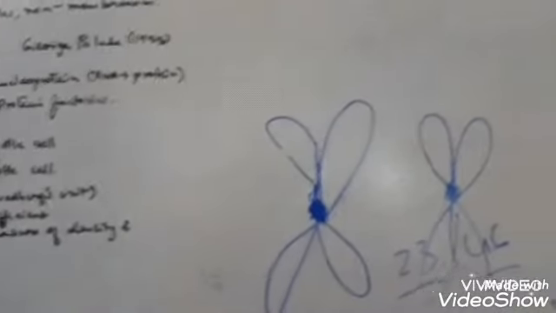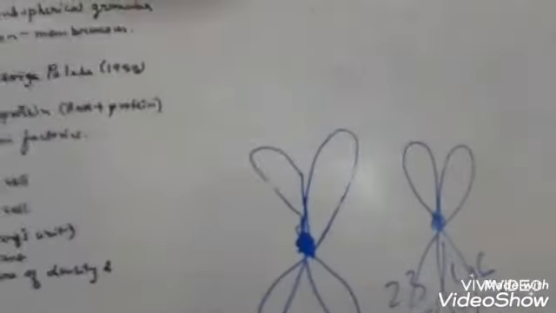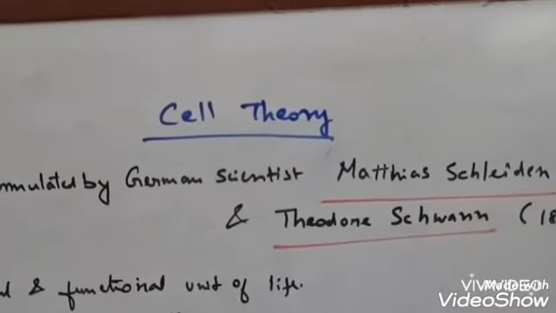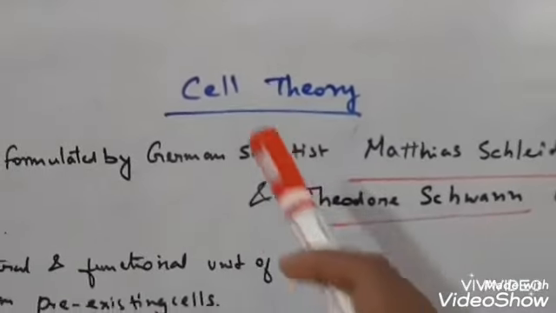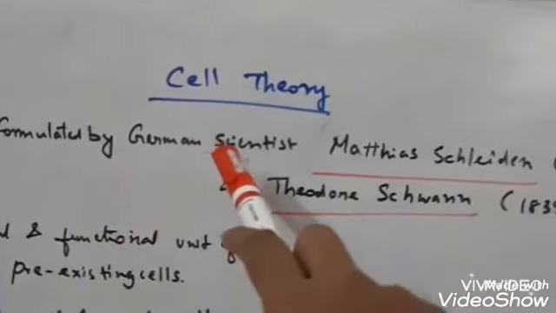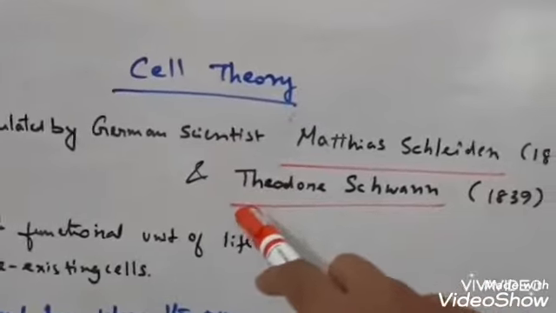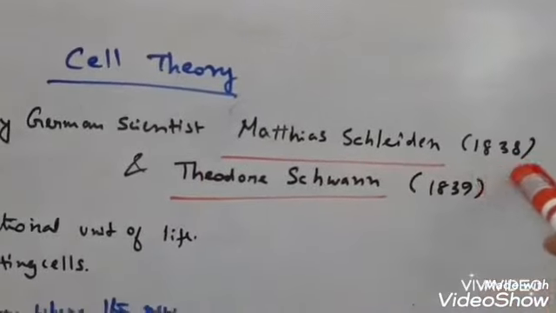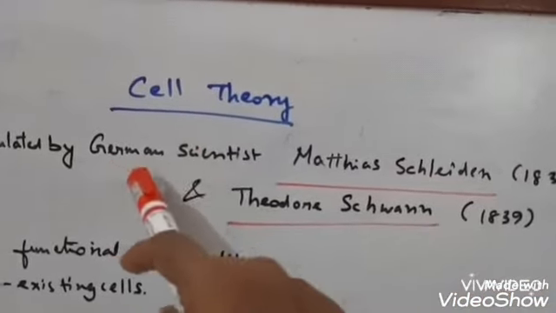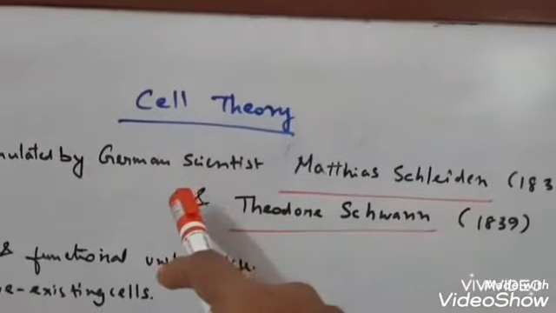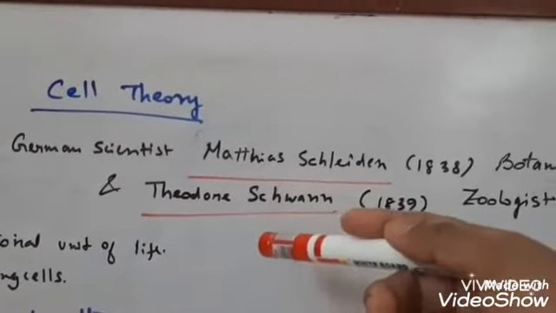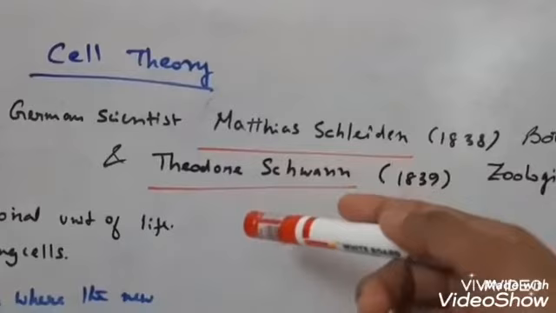Next comes the cell theory. Now what is cell theory? So children, the last topic of this chapter is cell theory. Now cell theory was formulated first by two scientists simultaneously. In the year 1838, the botanist Matthias Schleiden, a German scientist, proposed cell theory in plants. Means he observed the plants and stated some of the features and proposed cell theory.